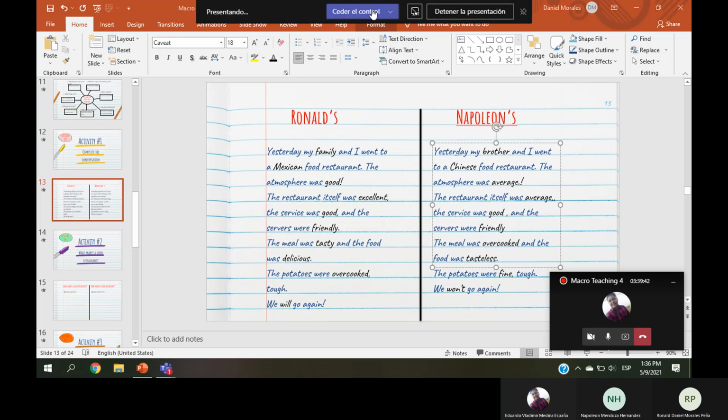Yesterday my brother and I went to a Chinese food restaurant. The atmosphere was average. The restaurant itself was average. The service was good and the servers were friendly. The meal was overcooked and the food was tasteless. The potatoes were fine, though we won't go again.